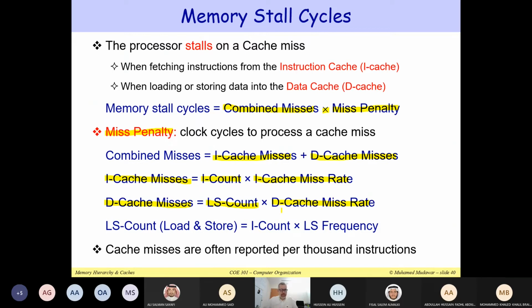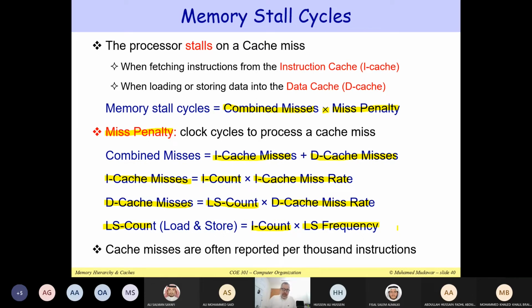So you can use these equations in different ways, depending, of course, on what is known and what is unknown. Now, to count the load store instructions, this is easy. For the load store count, you need the load store frequency. If, for example, 25% of the instructions are load store, multiplied by the total instruction count, this will give you the total number of load and store instructions in the program. That's the meaning of the load store count.